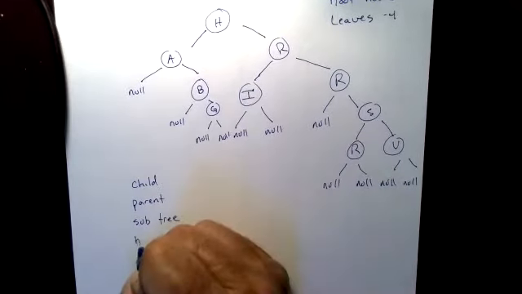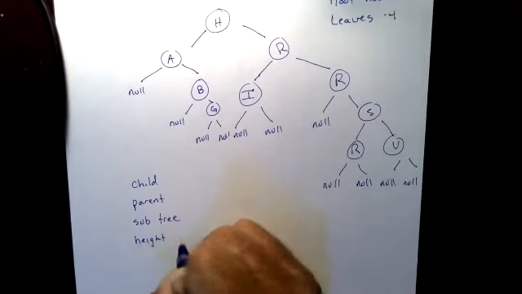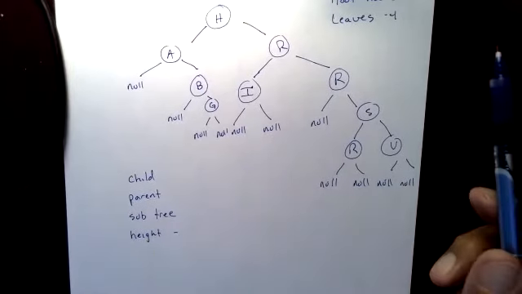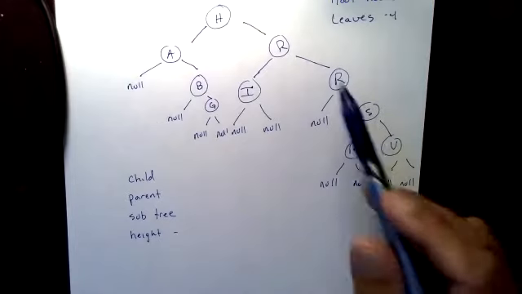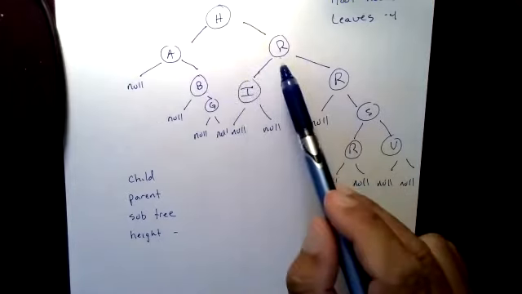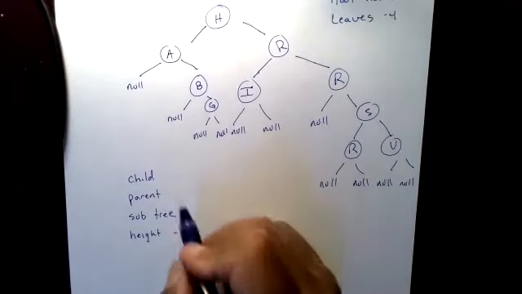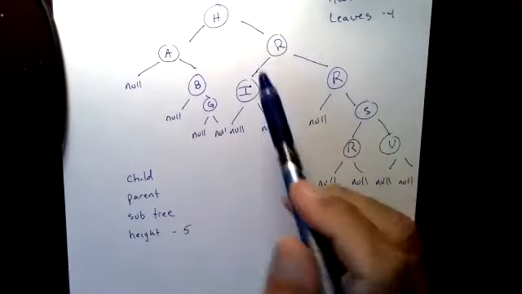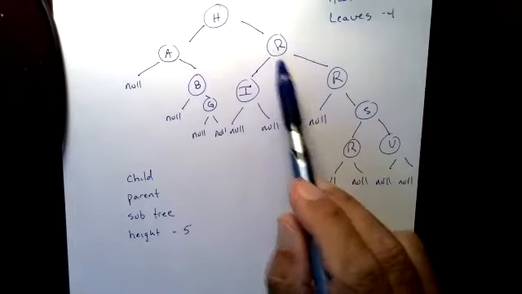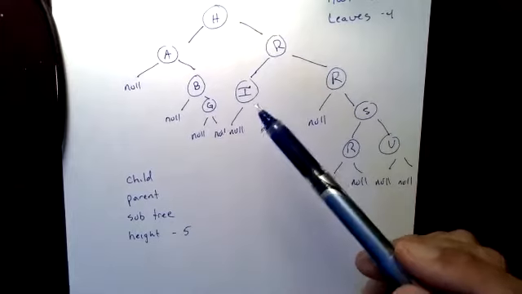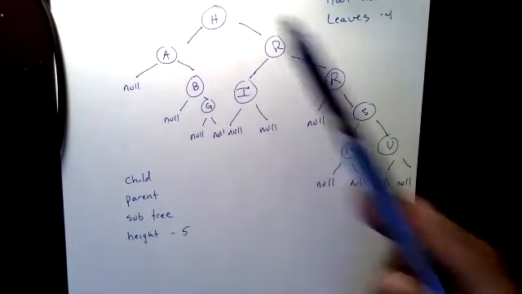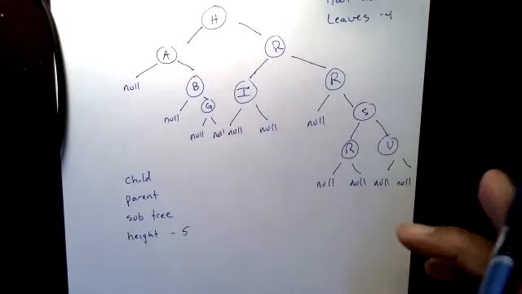We're going to talk about the height. That's the number of levels. What's the height of this tree? I'm going to come down 1, 2, 3, 4, 5. Now that's what I'm going to refer to as the height: level 1, level 2, level 3, level 4, and level 5. I have seen people say that the height is only 4 because you don't count the root, but I don't like that, so we're going with 5.